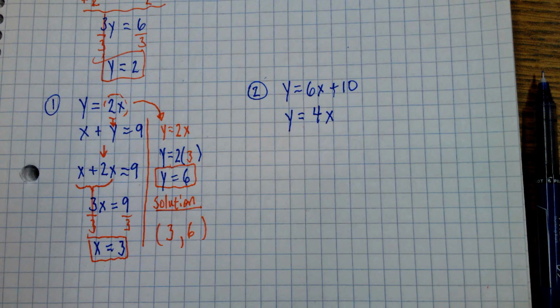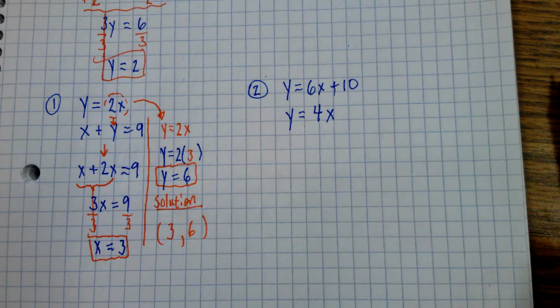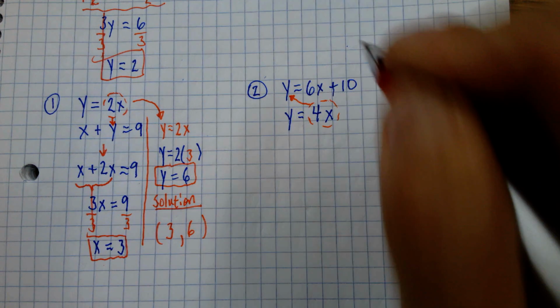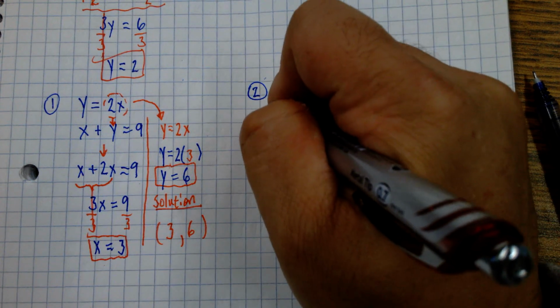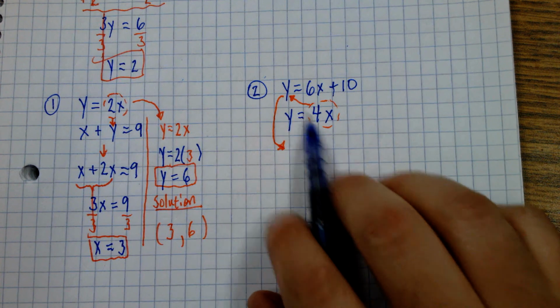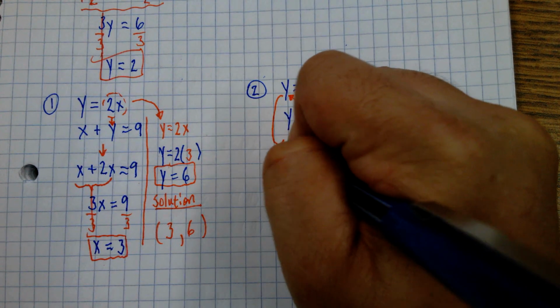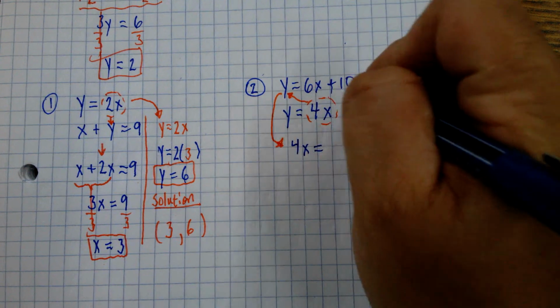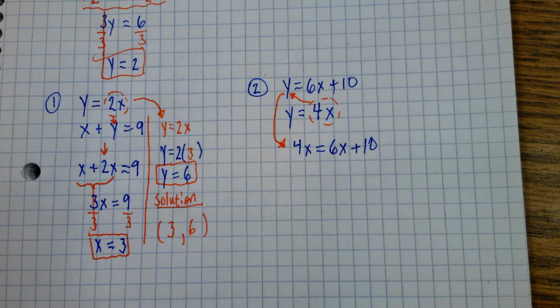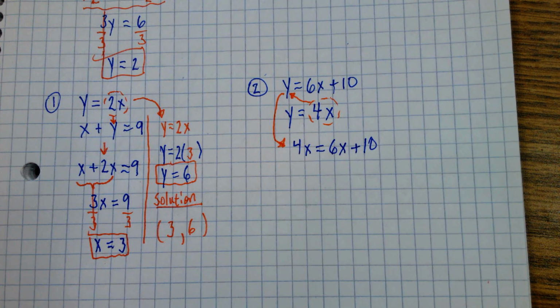Okay? So that's the first thing we're going to do. Y equals 4x. So this 4x is going to go here. Okay? Let's do it. We're going to rewrite this. Okay? So instead of y, I'm going to put in 4x equals, and then the right side, 6x plus 10. So we have an equation. We have variables on both sides. Let's solve it. So we're going back to solving equations like we did in the middle of last semester.